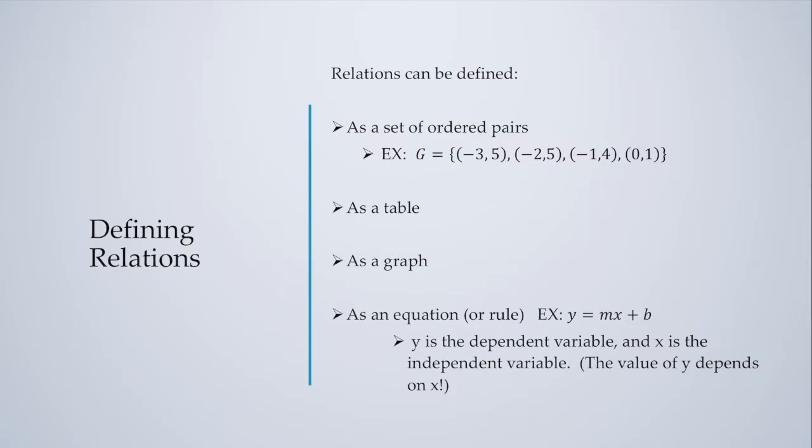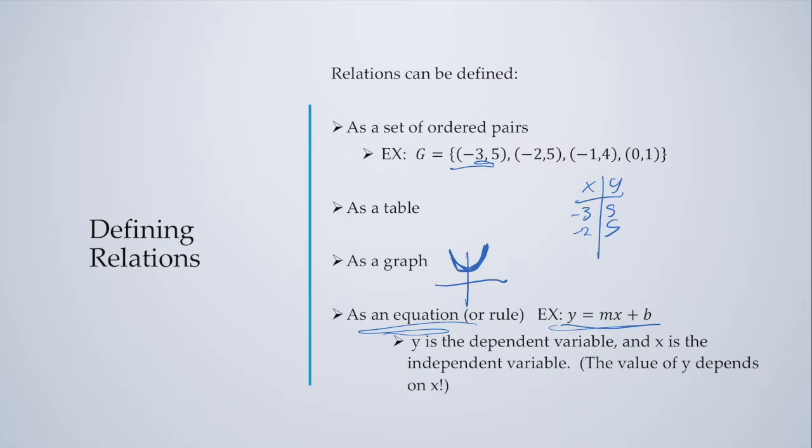We could make a table of values, right? I could put all these ordered pairs in a table of values if I wanted. I could have a graph, right? Something's a function if it passes the vertical line test. We'll go over that again. I could also define a relation as an equation, right? Here we have a line. All lines are functions.